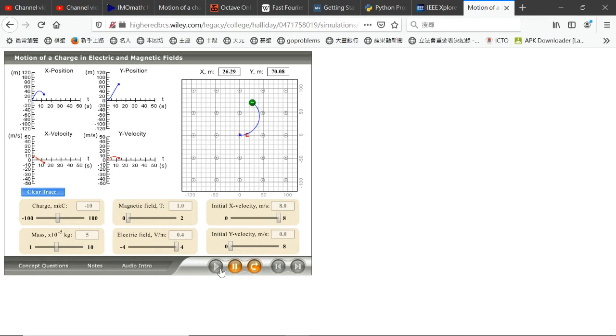Get here. Maybe the speed is too slow. Speed is too slow, and maybe I can change the charge to be larger in magnitude. Let me see. Whoa.